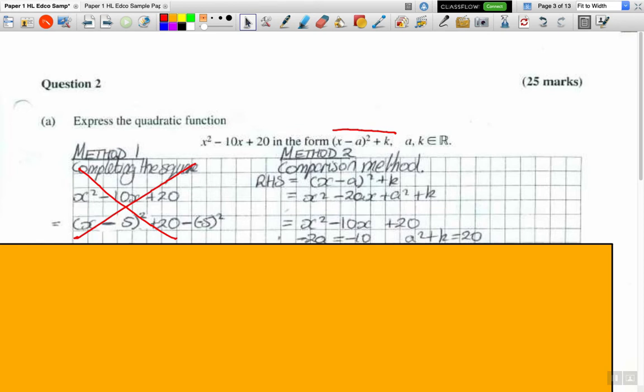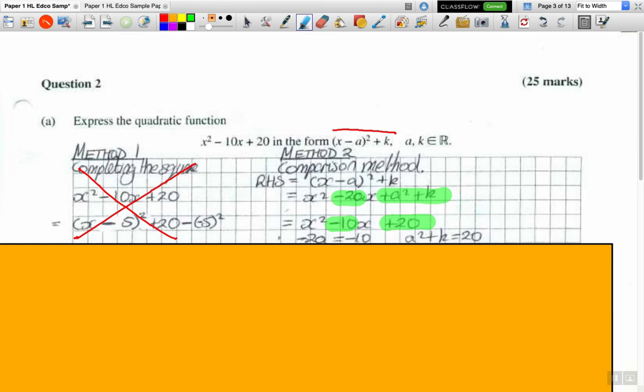So here I've expanded the right hand side. I'm now comparing it to the left hand side, and as a consequence, I can see that I've got my minus 2a here is going to be equal to minus 10. And I've got my plus a squared plus k is equal to plus 20.